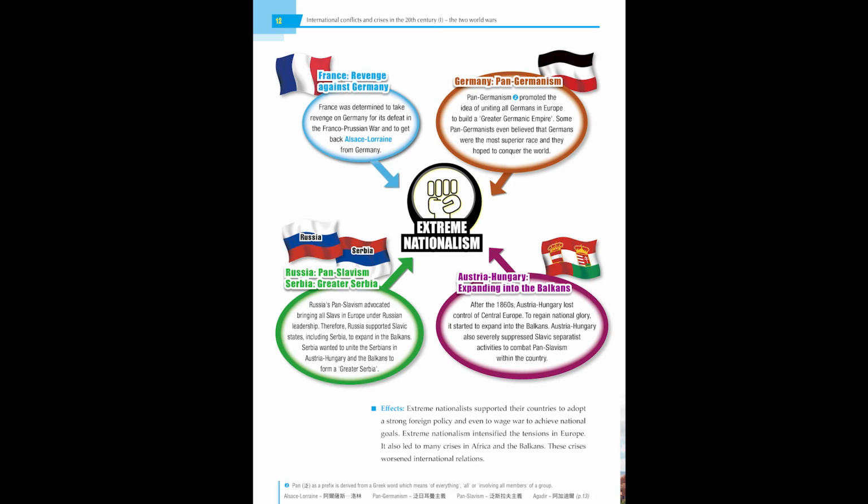Russia, Pan-Slavism. Serbia, Greater Serbia. Russia's Pan-Slavism advocated bringing all Slavs in Europe under Russian leadership. Therefore, Russia supported Slavic states, including Serbia, to expand in the Balkans. Serbia wanted to unite the Serbians in Austria-Hungary and the Balkans to form the Greater Serbia.